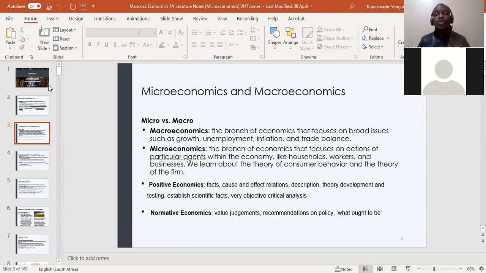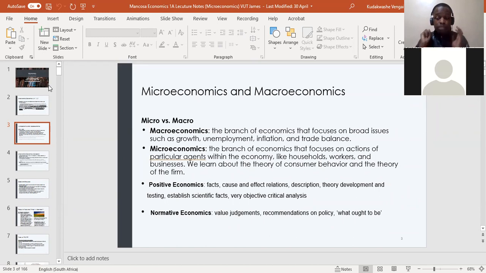Macroeconomics, on the other hand, you're going to study in the second semester, Economics 1B. It is the study of the whole, the broader issues that affect everyone, not only one person. Issues like the prices of everything, i.e. inflation; unemployment, the lack of jobs in the country; the balance of payments, imports and exports, the exchange rate; and GDP and economic growth. Those are broader economic issues studied under macroeconomics. So that's a distinction between two branches of economics.